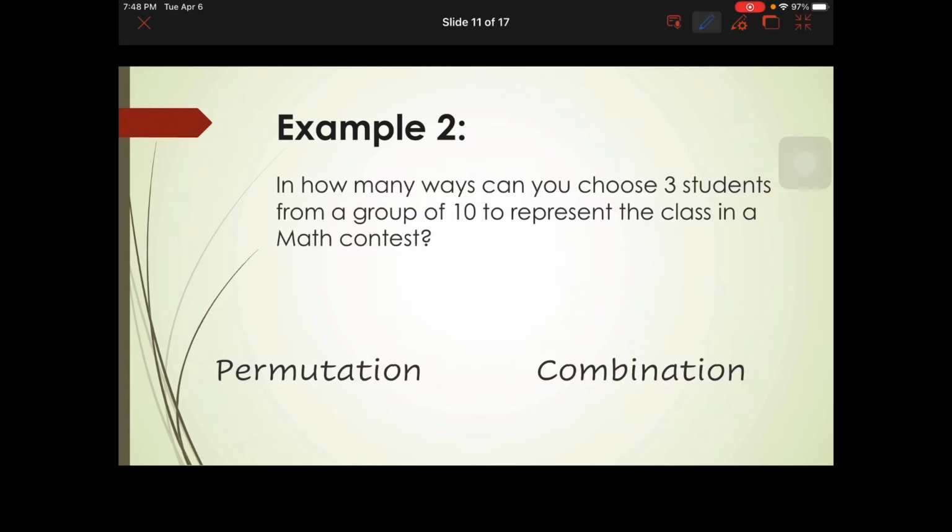Okay? Now, let's have the second example. In how many ways can you choose 3 students from a group of 10 to represent the class in a math contest? So, may math contest. Pipili tayo ng 3 out of 10. So, does it matter who you pick first? In this case, it doesn't. Okay? So, this, my dear kids, is a combination. Okay? Because the order of picking doesn't really matter.